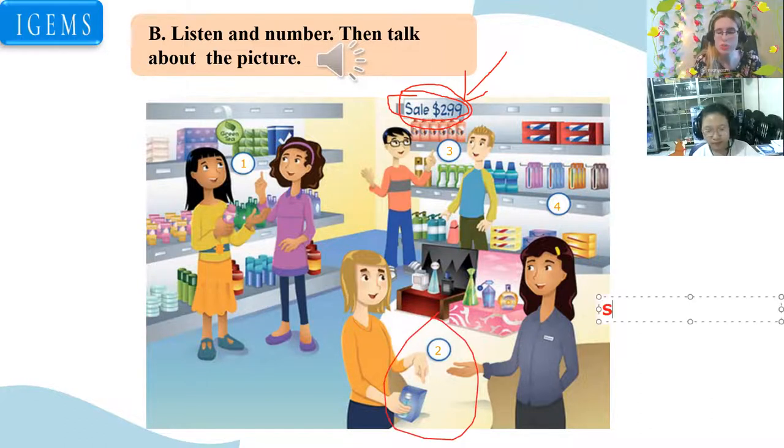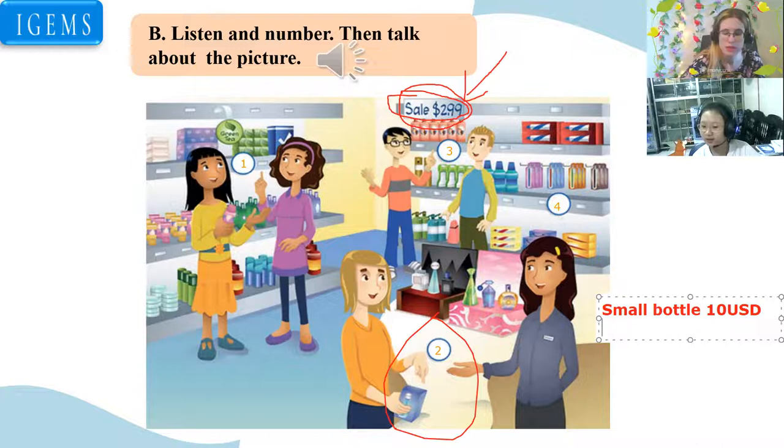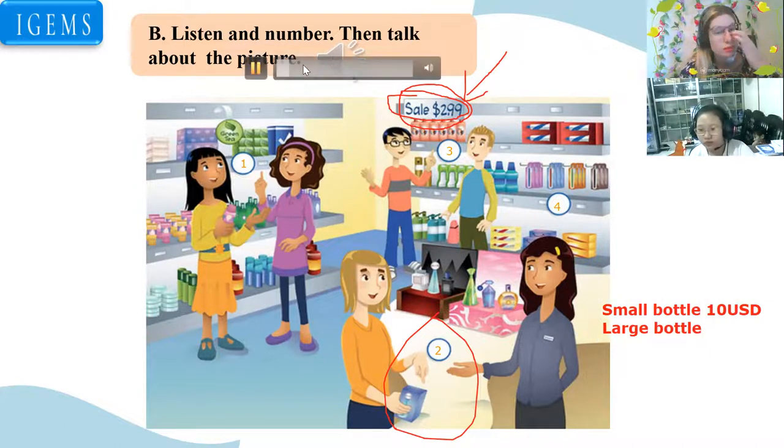And here, she bought perfume. So the small bottle, they said, is $10, right? And then they spoke about the large bottle. Do you remember how much the large bottle was? I can't remember. Let's listen.